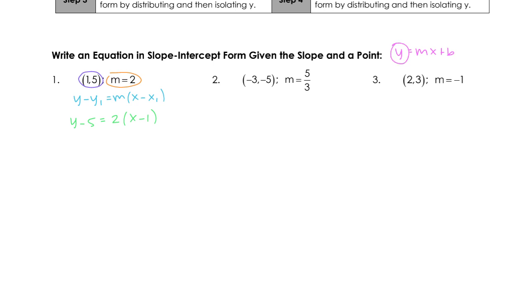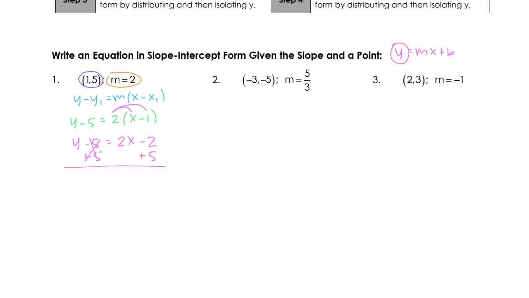Looking at number 1, in order to get y by itself, I have to add 5 to both sides. But the problem is I can't add 5 yet because there are parentheses on the other side. And the only way to get rid of those parentheses is to distribute first. So we're going to take this 2 and we're going to distribute it. So we have y minus 5 equals 2 times x is 2x, 2 times negative 1 is negative 2. Then I'm able to add that 5 to both sides, again, lining up my like terms here.